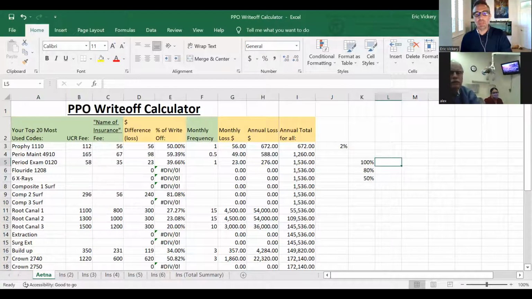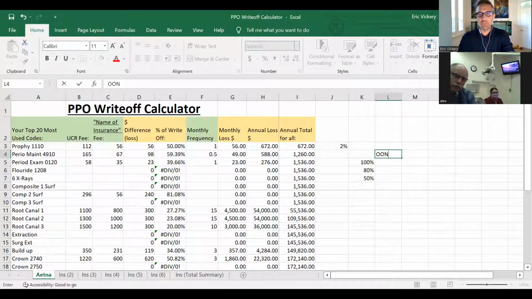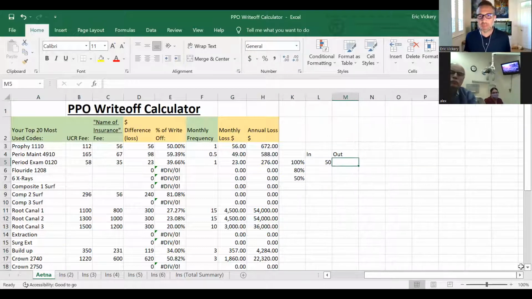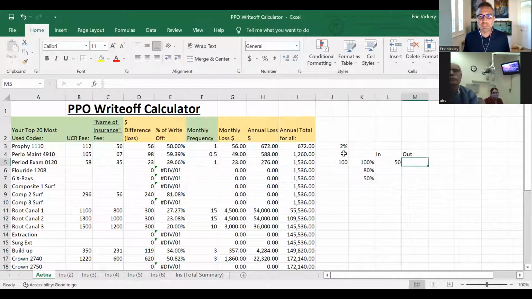Here's what happens on 100% coverage. We're going to go like this: in network first, and then out of network. For a patient who comes in when you're in network, say there's a $100 charge, you get $50. And then what does the patient pay of that? I'm going to move Zoom out of the way. Can you guys see this over here?